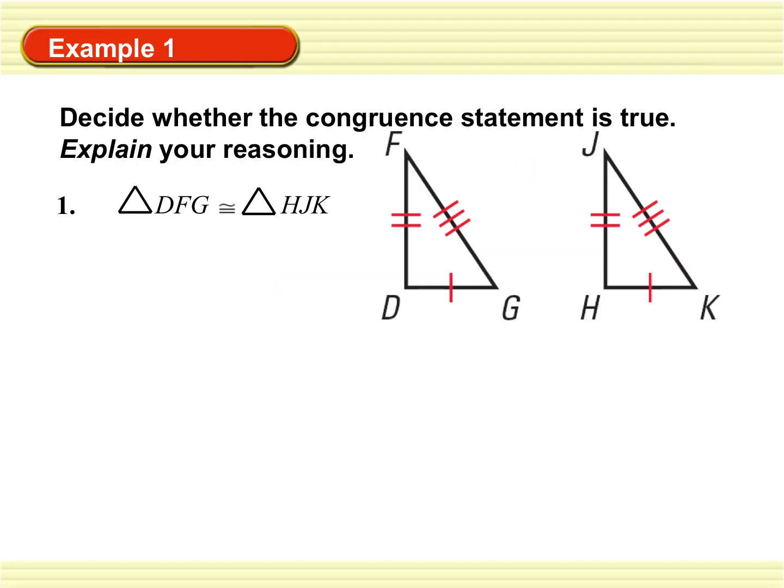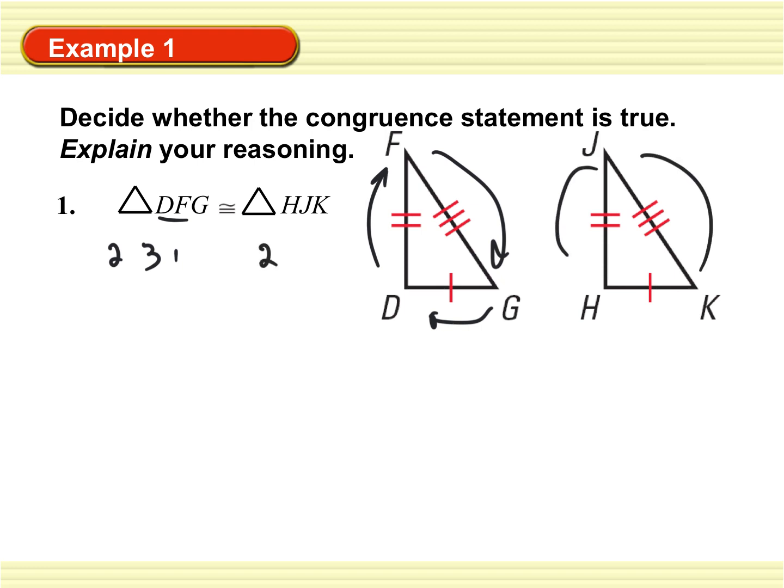Decide whether the congruence statement is true. Explain your reasoning. So we go from D to F, that's 2 tick marks. F to G, that's 3 tick marks. And G to D, that is 1 tick mark. We go from H to J, that's 2 tick marks. J to K, that's 3 tick marks. And K to H, that's 1 tick mark. Now, because we are going in the right order, as 2, 3, 1, 2, 3, 1 for the tick marks, we can say that this is a true statement by the side, side, side theorem.